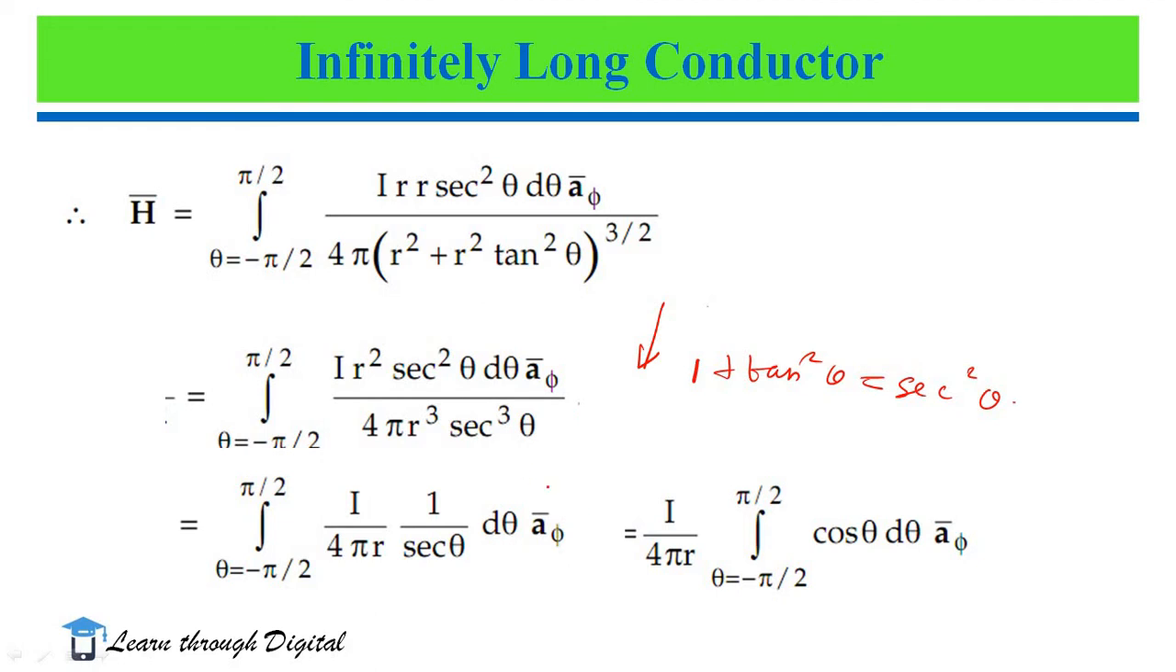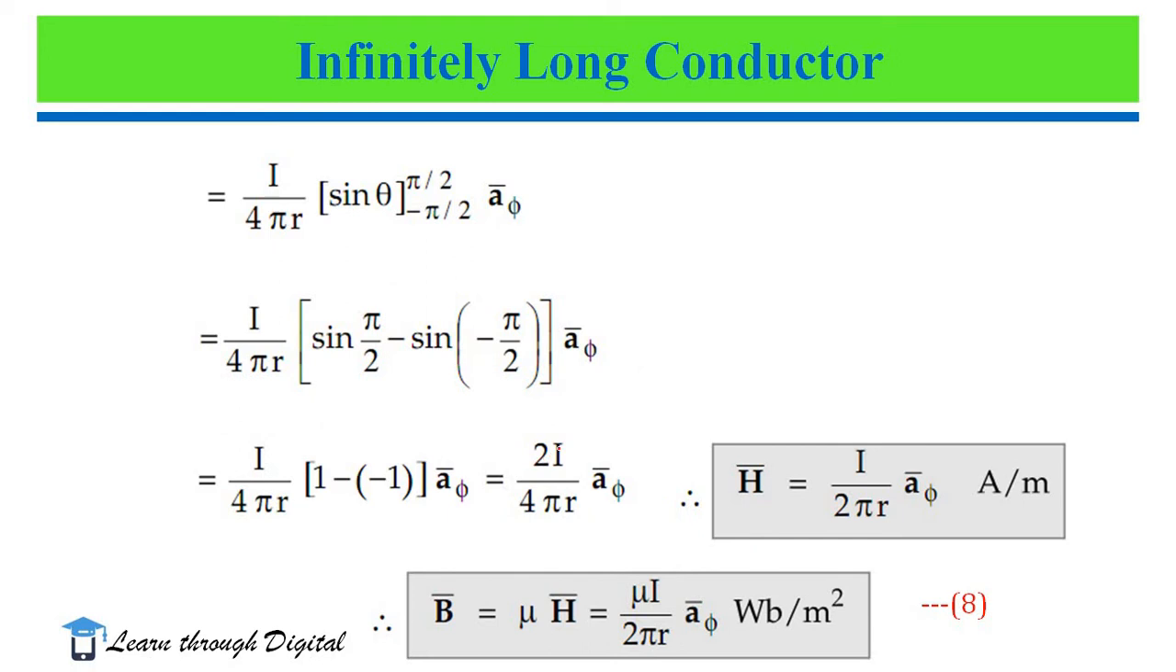So now we simplify this expression. We will get I by 4 pi r, integration with respect to theta, with the integration limit from minus pi by 2 to plus pi by 2, cos theta d theta a phi vector. So we get H equal to I by 2 pi r a phi vector ampere per meter. This is the magnetic field intensity due to an infinitely long straight conductor.